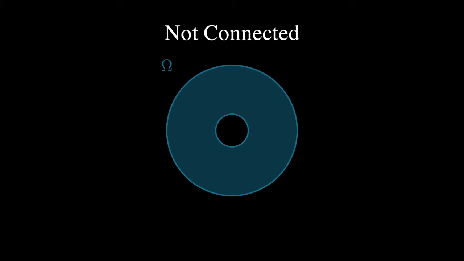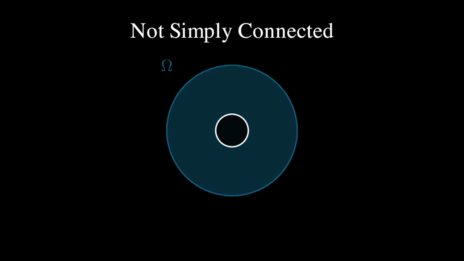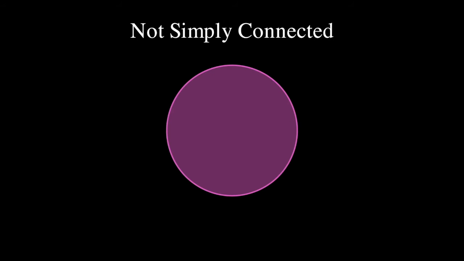A set is null homotopic if every simple closed curve in the set can be shrunk continuously down to a point, entirely within the set. This set is clearly not null homotopic. A set which is both null homotopic and path connected is called simply connected, and it is these sets that we define Cauchy's theorem on.